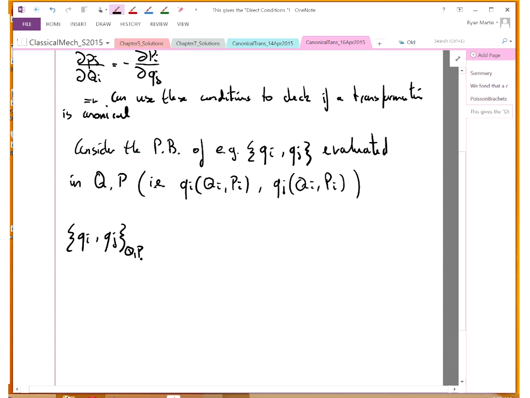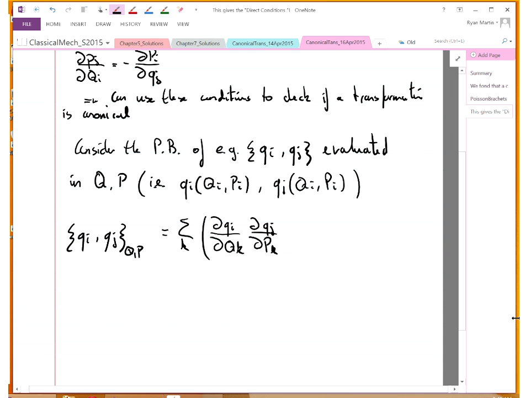So let's do the Poisson bracket of lowercase, I have to follow the notes, so I screw up all the indices here, the lowercase qi with the lowercase qj. I'm going to put a little index at the bottom here to say I'm evaluating it in the coordinates capital Q and capital P. So that means I have to apply the definition of the Poisson bracket. I already have two indices i and j, and I have to do a sum in the Poisson bracket, right? So I need a third index, which I'm going to call k.